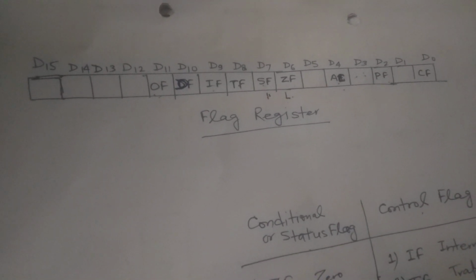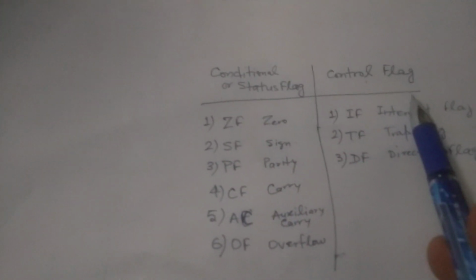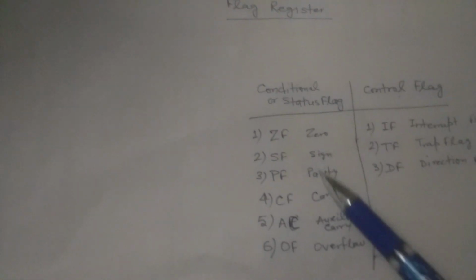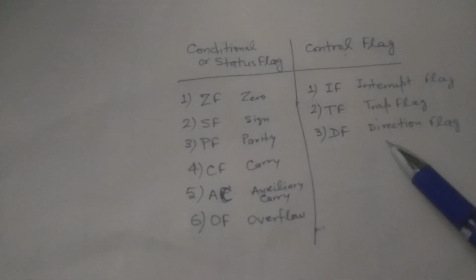So these flags can be divided into two categories. One is called conditional or status flags and the other is called control flags. There are 6 different conditional flags and 3 different control flags.